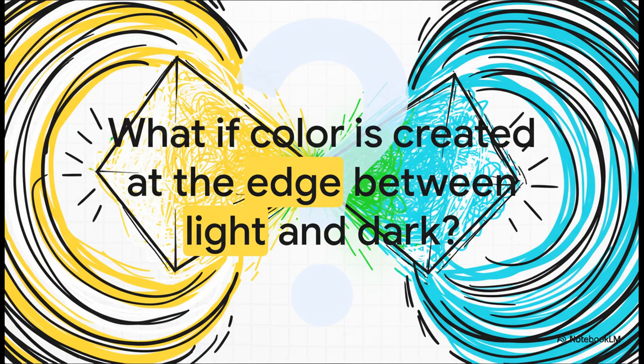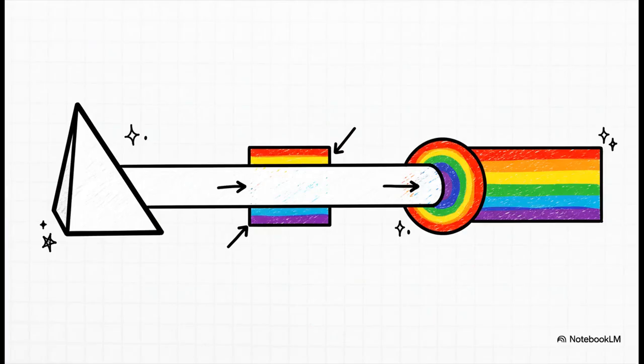It was only when he looked at an edge, like a dark window frame against a bright sky, that all the colors suddenly appeared. And this led him to ask a totally radical question. What if color isn't in the light at all? What if it's only generated at the boundary between light and darkness? And he proved it with this incredibly simple experiment.